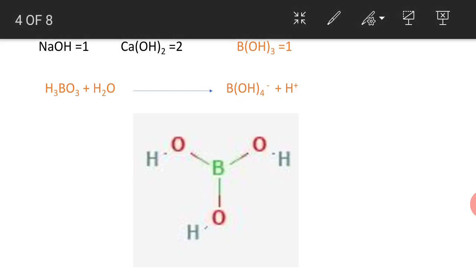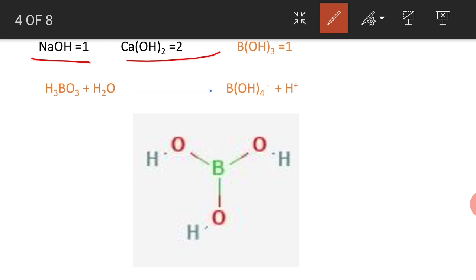Next, some examples I have written here. NaOH has N factor 1. Calcium hydroxide, Ca(OH) whole twice, has N factor 2. Why? Because it produces 2 OH negative ions in water. One molecule produces 2 OH negative ions. That's why I have written the N factor of calcium hydroxide as 2.